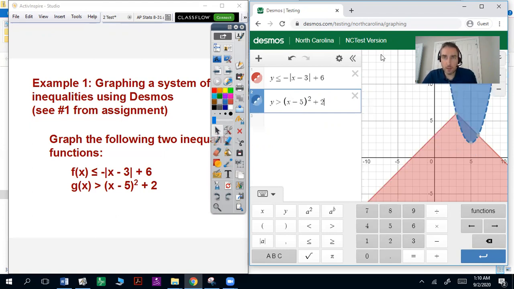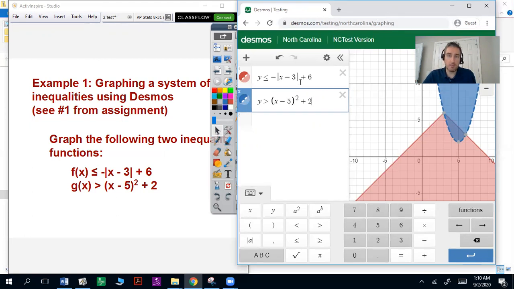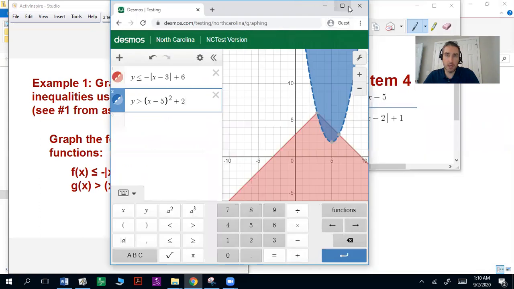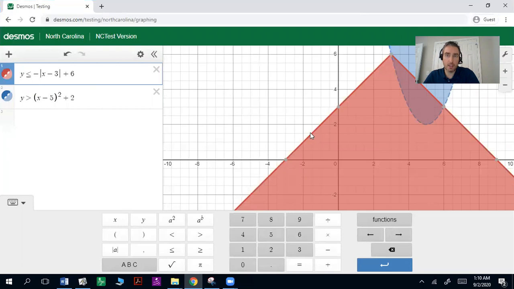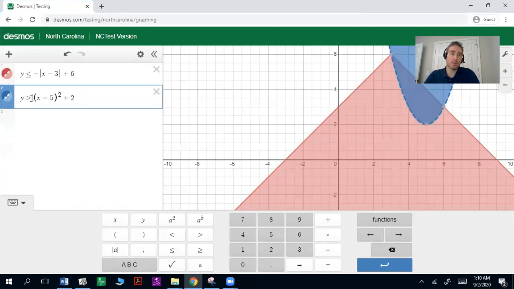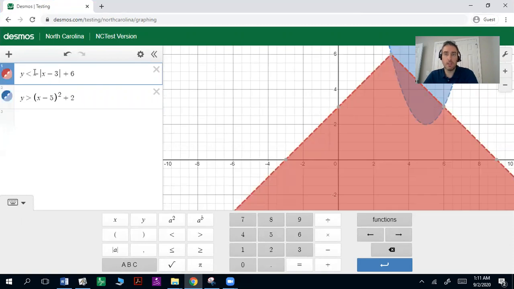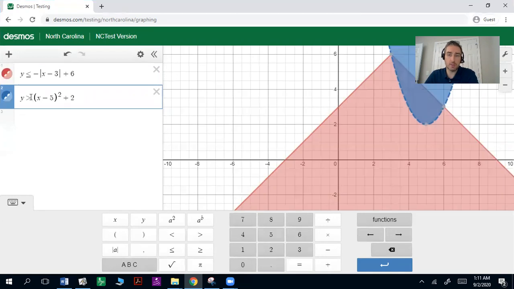And you'll notice that there's shading. Anything less than or equal to is going to be shaded below it. Anything greater than is going to be shaded above it. Notice the different styles of the lines. The less than or equal to is going to be a solid line because it includes that, whereas the greater than will be a dashed line. If you took the equal sign off here, it would also be dashed. And of course, if you added an equals here, it would be solid. So that's the difference between those two.